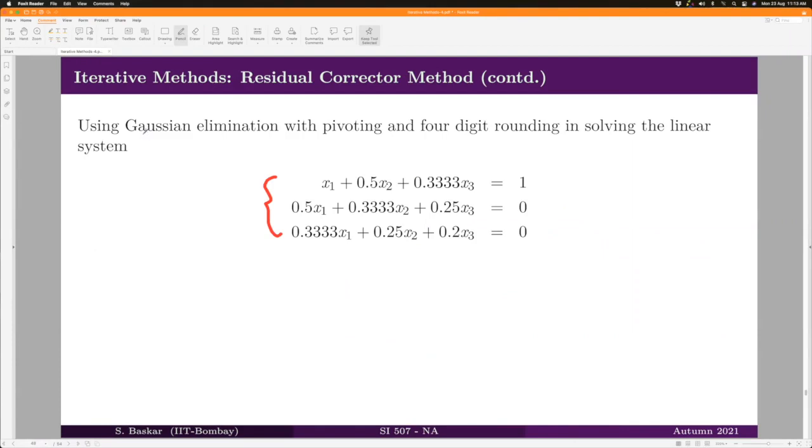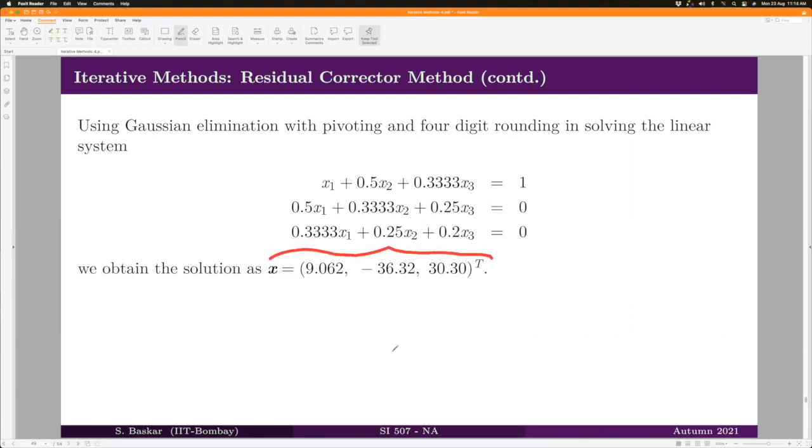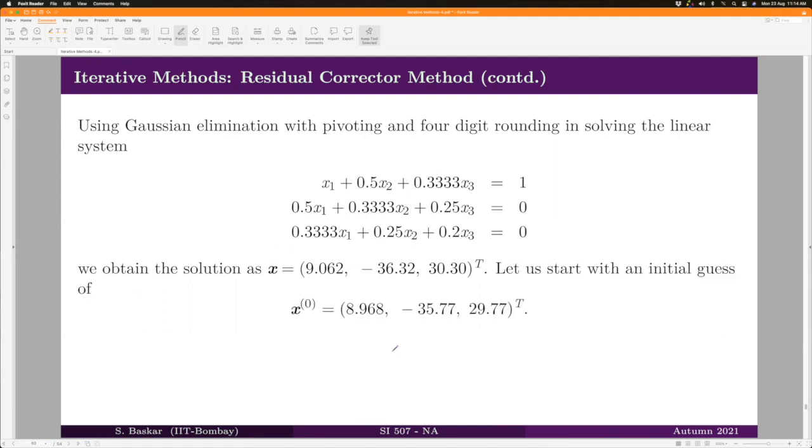Assume that you have solved this linear system using Gaussian elimination method with pivoting using 4-digit rounding. In that way, you got an approximate solution to this system, which is given by this. This is just for our information. But for our residual corrector method, we are given an initial guess like this.